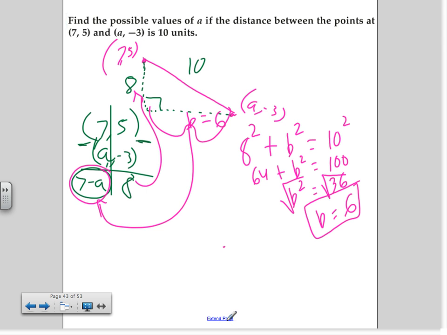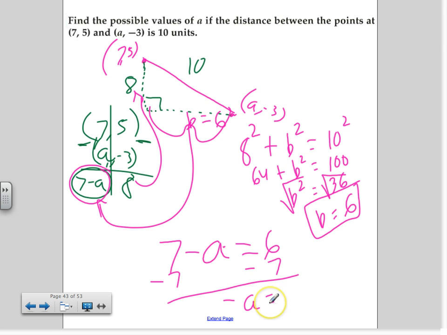To find the missing coordinate, now you just have to set it back in. We want to make this 6, so we set it equal to 6. We solve for it. We know that the length is 6. That has to be 6, so therefore they need to equal each other. So when we solve for it, minus the 7 on both sides, we've got negative A equals negative 1.